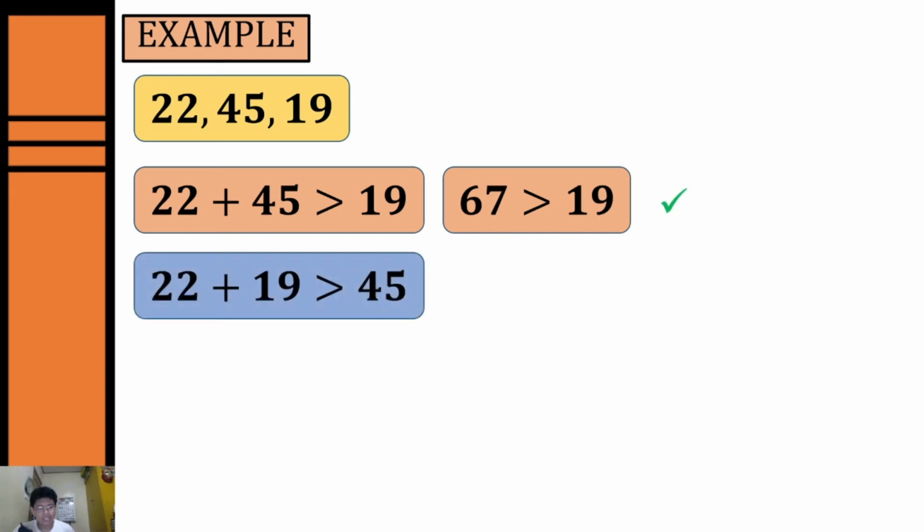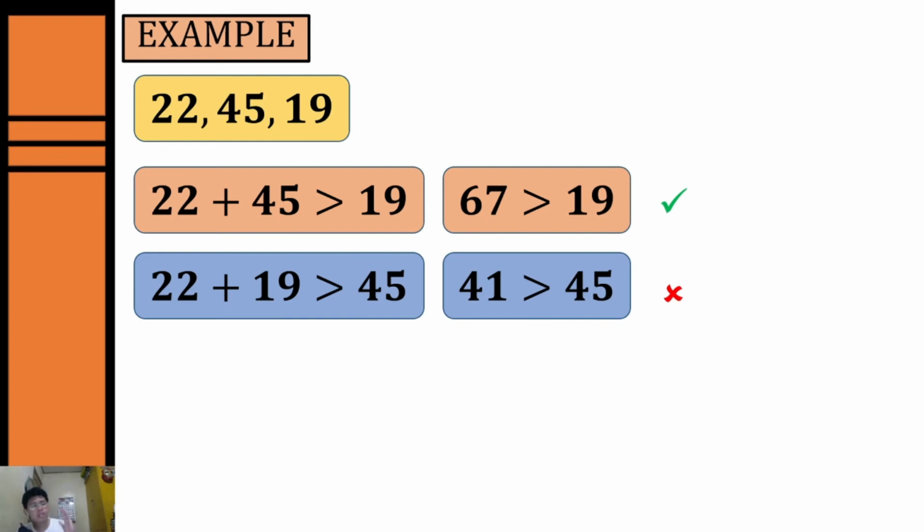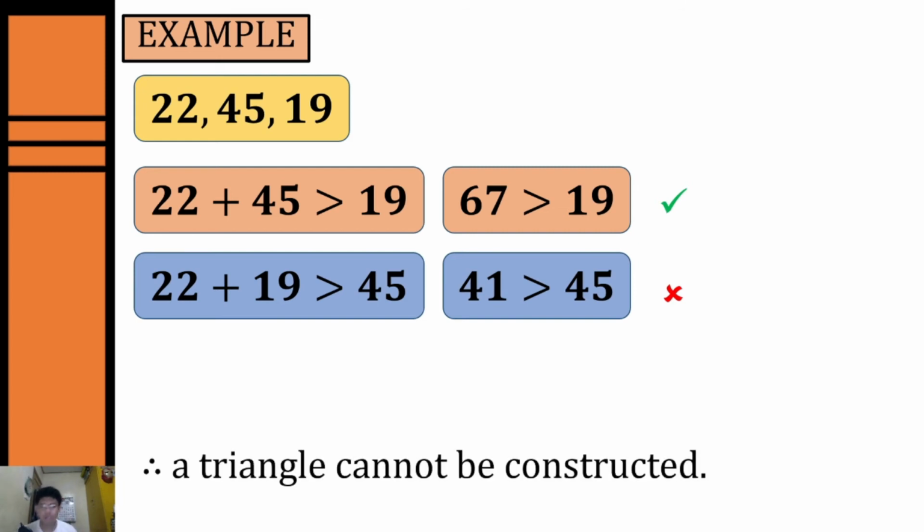Then next, let's add our first side and our third side and compare it to our second side. 22 plus 19, is it greater than 45? Let's add. 41 is not greater than 45. Since it did not satisfy our inequality, it will not satisfy the triangle inequality theorem. So we can now conclude that a triangle cannot be constructed with the dimensions 22, 45, and 19.